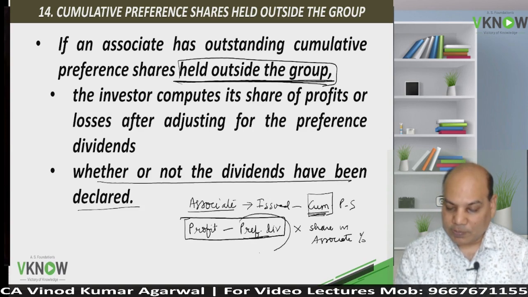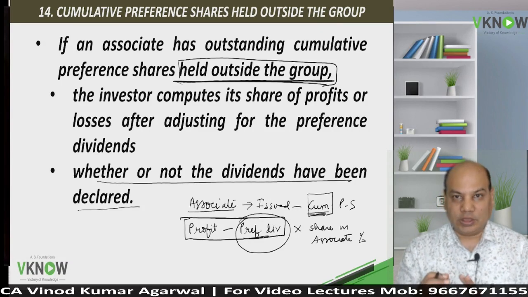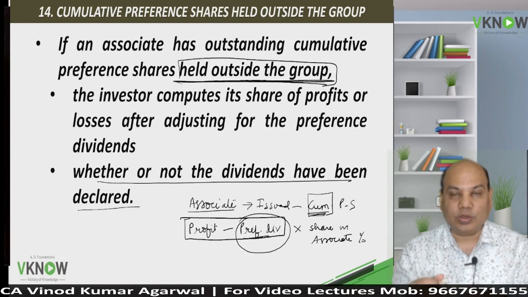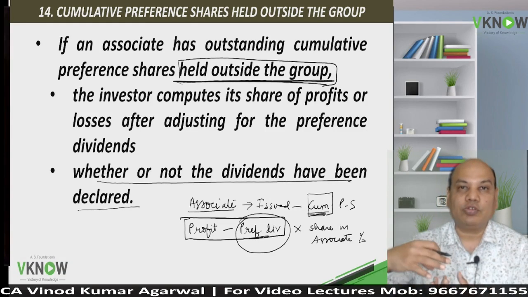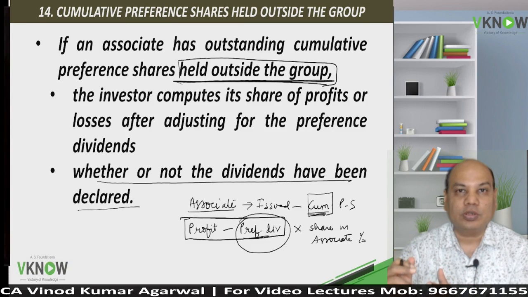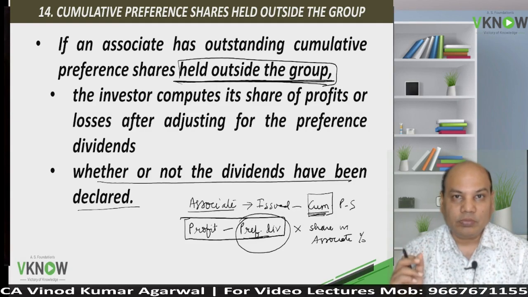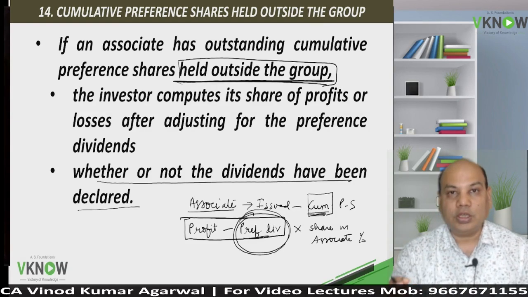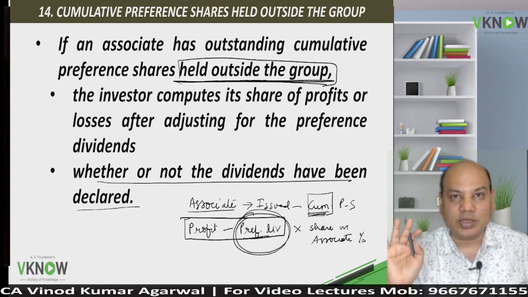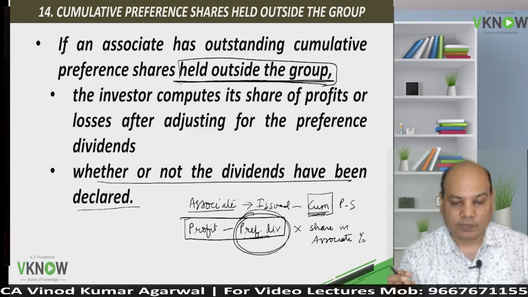This logic is applicable only for cumulative preference share, because in cumulative preference share, even if dividend is not declared, it will accumulate. So the liability has already accrued; only the payment is postponed. Therefore, the profit has to be computed after deducting the preference dividend liability which has already accrued. So this adjustment you will have to do even if preference dividend was not declared by the associate. But this is not applicable for non-cumulative preference share.